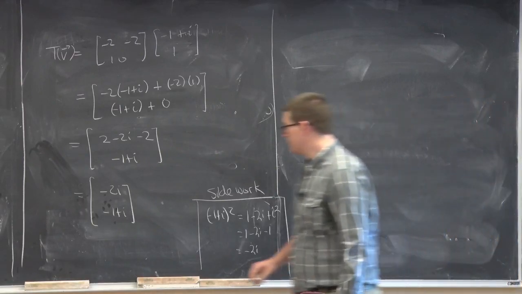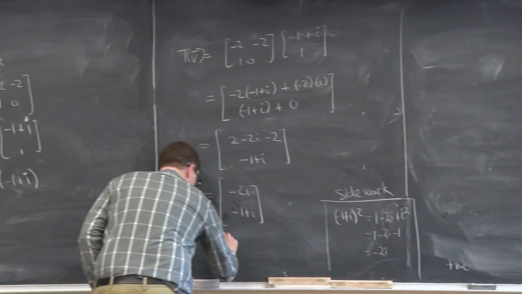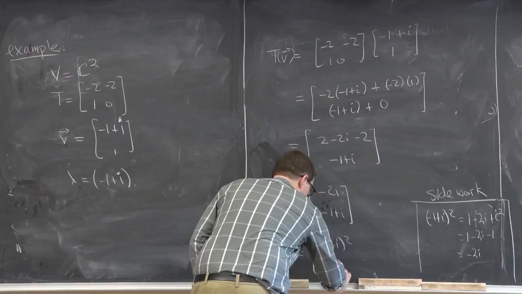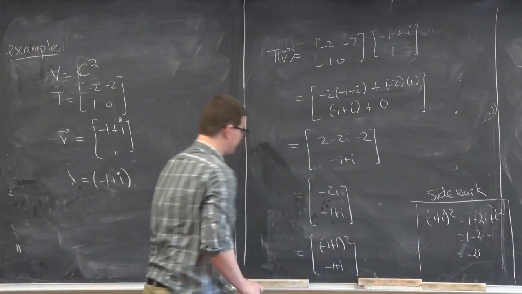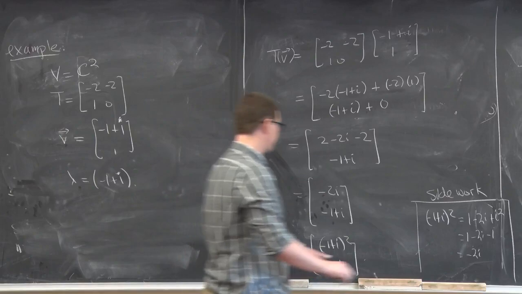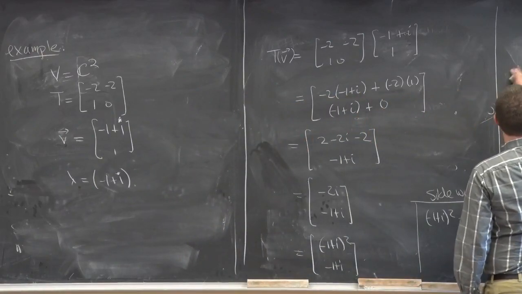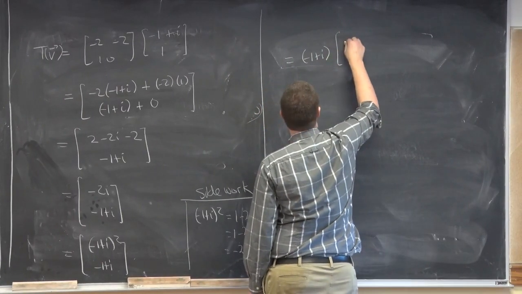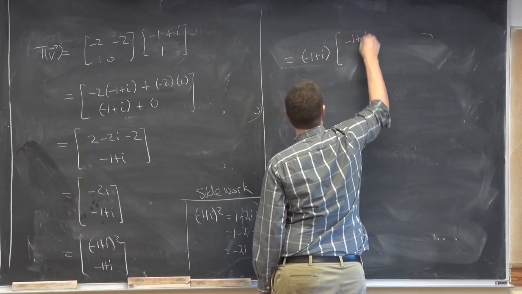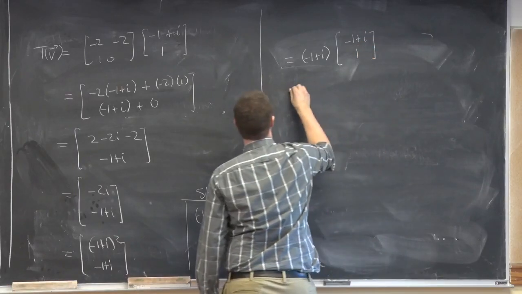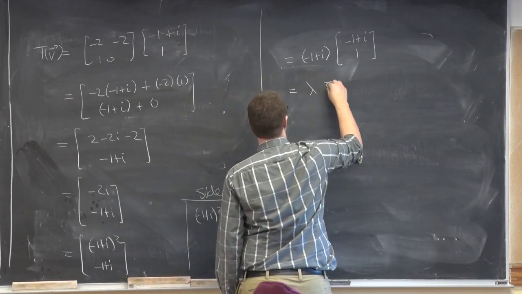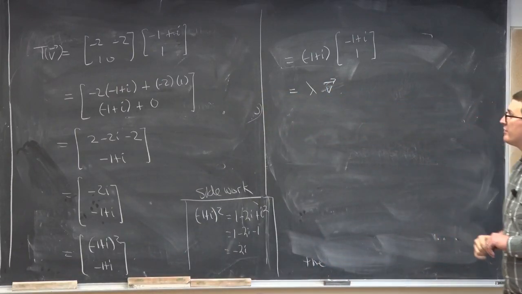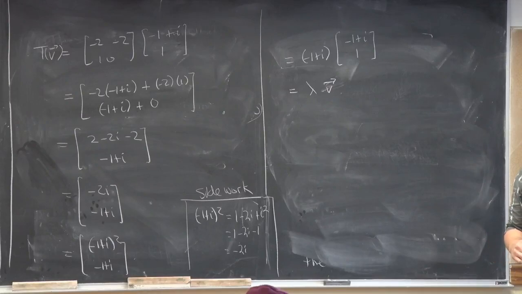So this thing here is minus 1 plus i squared, and minus 1 plus i. If I bring this up here, this is the same thing as minus 1 plus i of here. Now we have minus 1 plus i and 1 here. So this is equal to lambda times the vector. So this is an eigenvector. We checked that this is an eigenvector for this matrix.